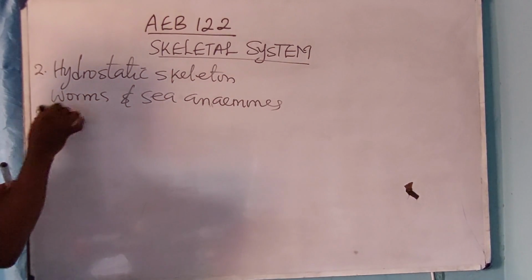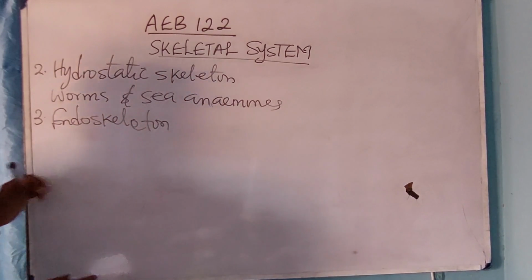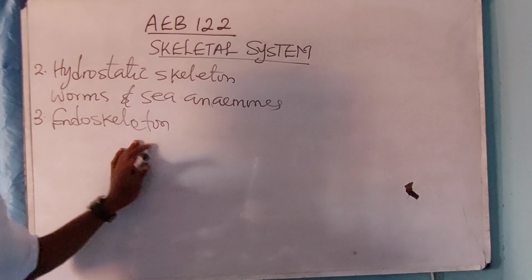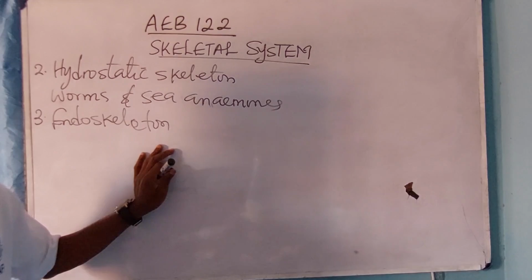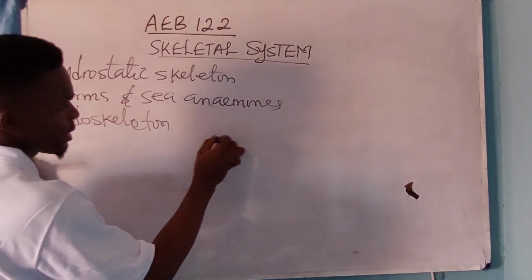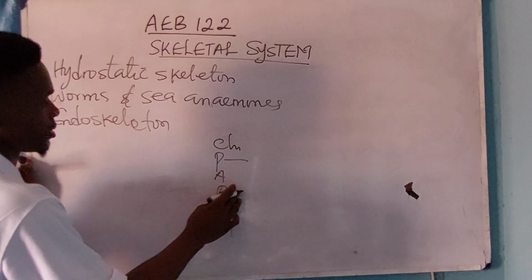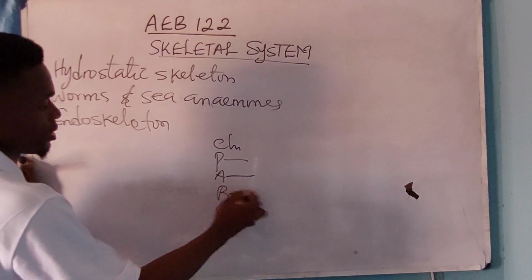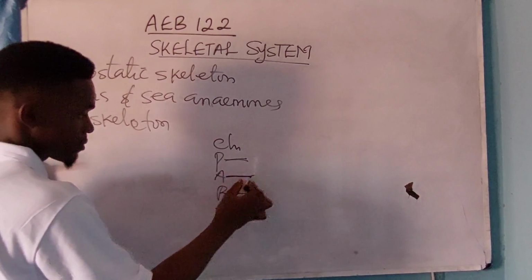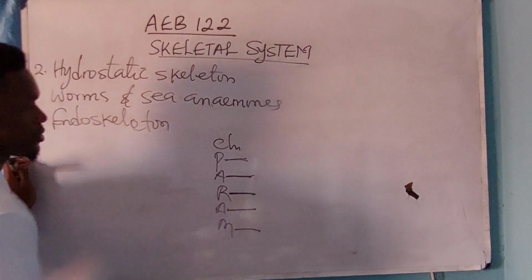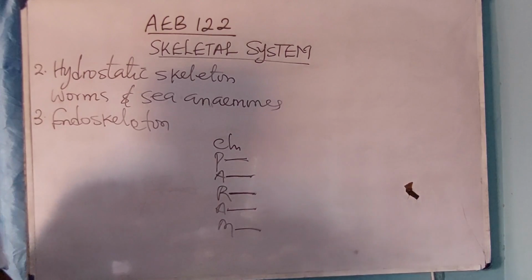And we now have number 3, the endoskeleton. Endoskeleton is a type of skeleton that is found inside the body of an animal. Examples are mammals and other chordates. Phylum Chordata has Pisces, amphibians, reptiles, and mammals. All chordates have endoskeleton. So please take note of that.